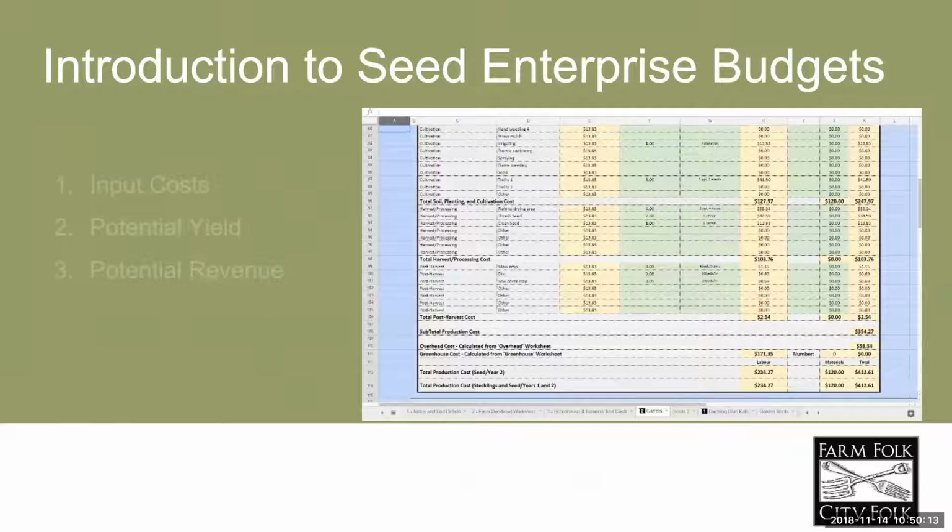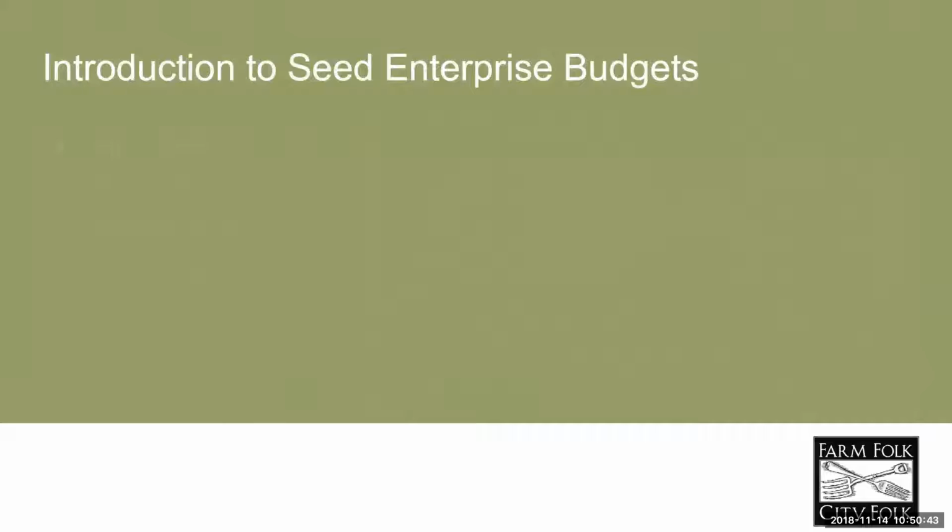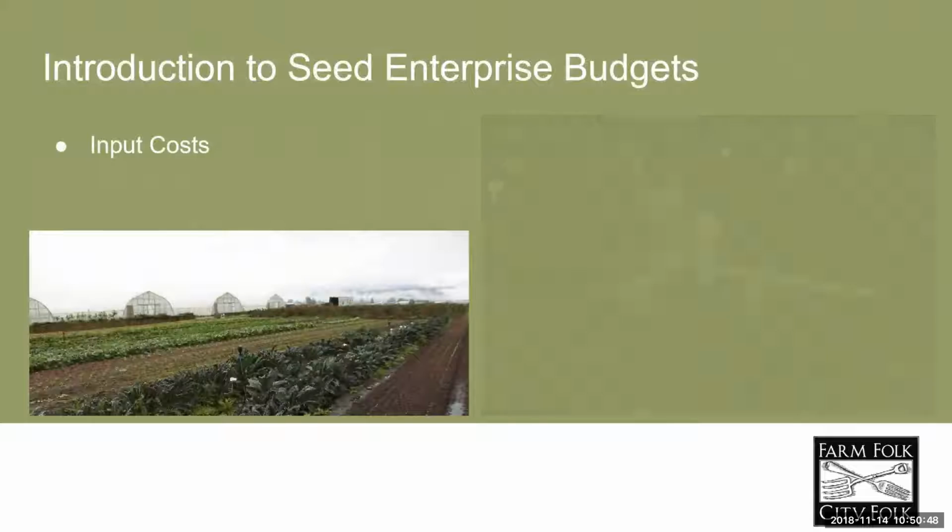Really, an enterprise budget looks at three components of your crop to determine its value: the input costs, the potential yield, and the potential revenue. We say potential because you may have an off season and get a lower yield, or you may have a great season and get a higher yield. And potential revenue because you only get revenue from a crop if you're able to sell it. Growing it is one thing, getting it to market is another. So in terms of inputs, there's a couple things to consider.